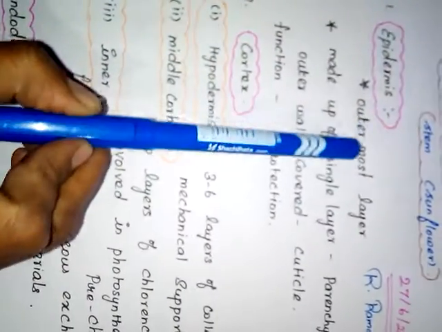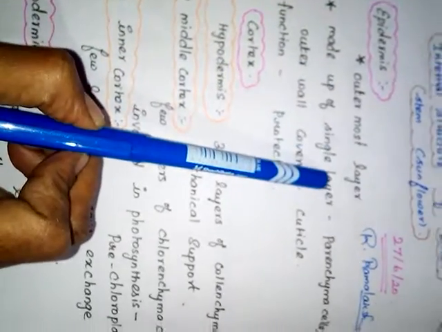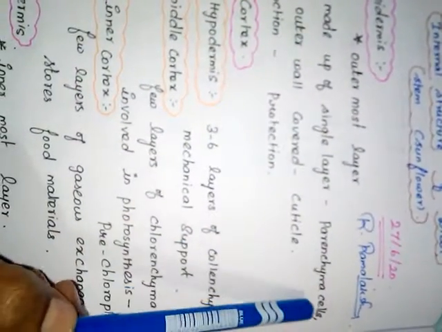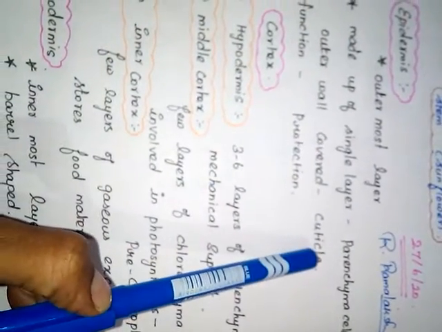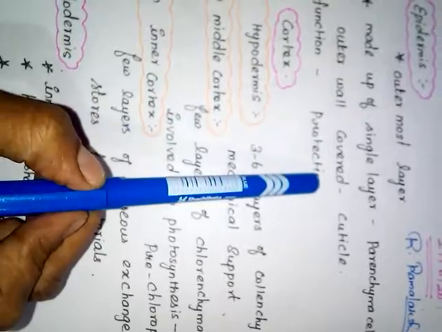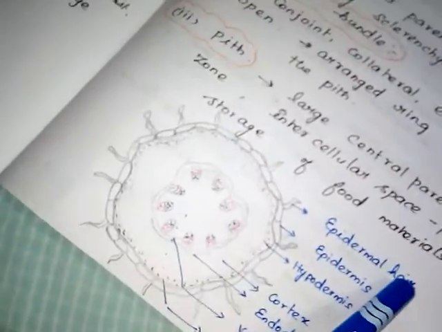Epidermis is the outermost layer. This layer is made up of a single layer. It contains parenchyma cells. The outer wall is covered by cuticle. The function is protection. This layer is very important. Epidermal hair is also present.